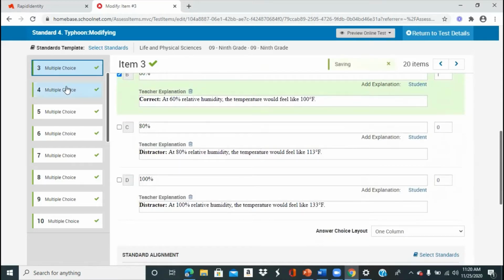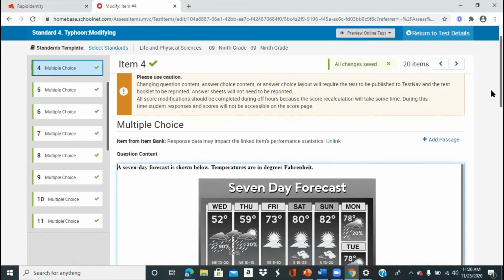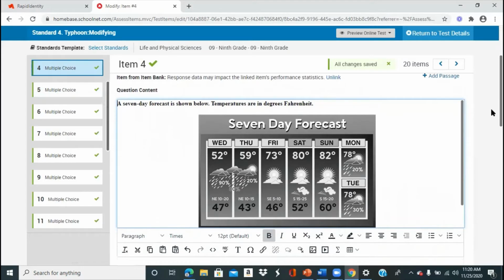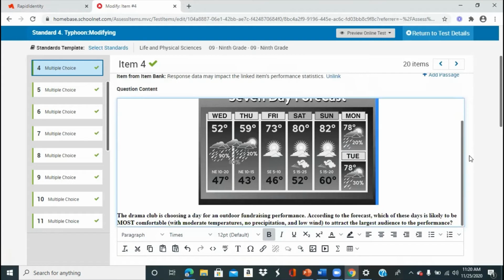So we move forward to item number 4. Item number 4 shows a 7-day forecast, and the temperature is in degrees Fahrenheit. Now here is the question. The drama club is choosing a day for an outdoor fundraising performance. According to the forecast, which of these days is likely to be most comfortable? When we say comfortable, it has to have a moderate temperature, there should not be any precipitation, and the wind should blow in a low amount.